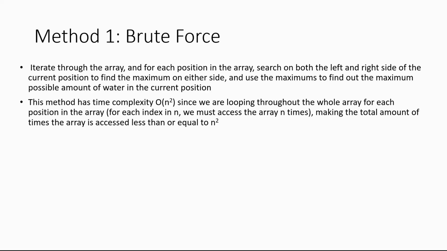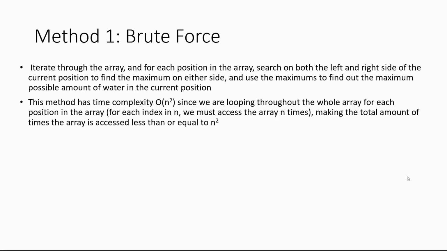For this method, we first have to iterate through the whole array, and for each iteration, we have to iterate through the values on the left side of the current position to find the maximum of those values, and also iterate through the whole right side of the array to find the maximum of that side. After that, we can use the formula that I mentioned above, which is the minimum of the left max and the right max minus the height of the bar at the current position. The time complexity for this algorithm is O of n squared, because for each iteration that we go through the array, we have to iterate through the whole array once.